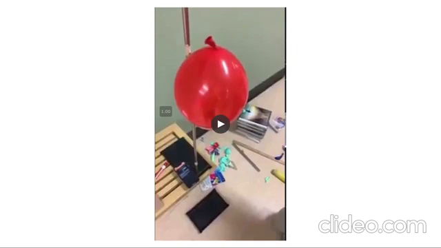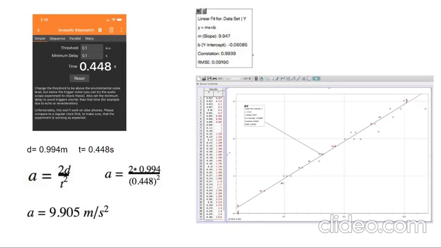We pop the balloon, which creates a loud sound that starts the timer. The marble hits the ground, creating a second sound that stops the timer. We conducted a minimum of 3 trials at each individual height, with 12 different heights in total. From this, we obtained data for displacement and time, which are used to find the value of gravitational acceleration.